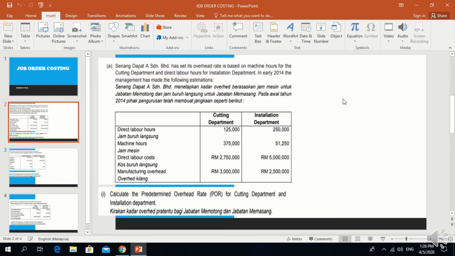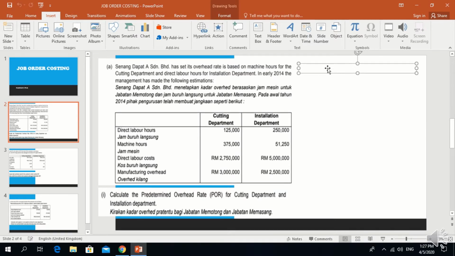Senang dapat A Sdn Bhd has said its overhead rate is based on machine hours for the cutting department and direct labor hours for installation department. In early 2014, the management has made the following estimations. Soalan menerangkan tentang ada dua department dan kedua-duanya menggunakan basis yang berbeza. Maklumat yang berkaitan dengan estimate cost diberi di dalam jadual ini. So we are required to calculate the predetermined overhead rate, POR, for cutting department and installation department.